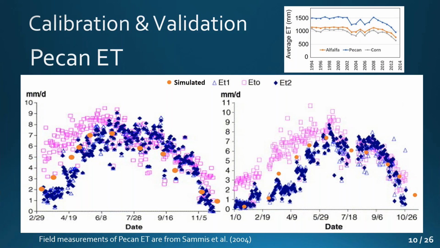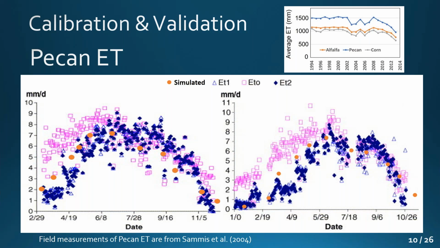Another important thing to remember is how important pecan was in this region, so it was important to have a good handle on simulating evapotranspiration of pecan in the region. These charts summarize this: the orange dots show the SWAT simulated evapotranspiration for pecan, and these have been overlaid on top of measured pecan data that was published in a paper by Dr. Samis from New Mexico State University in 2004, I believe for 2001 and 2002. The two charts are summarizing those.